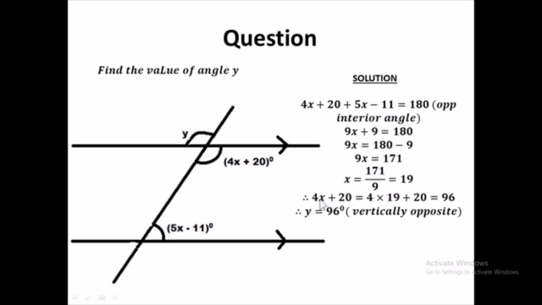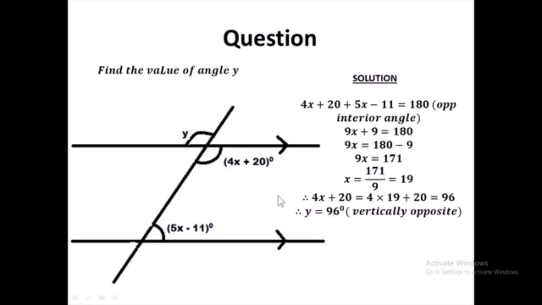And that means you have 4x plus 20 equals 4 times, what's our x? 19 plus 20. Then if you simplify that, you have 96. So that means the total angle here is 96. So if this angle here is 96, that means what is angle y?